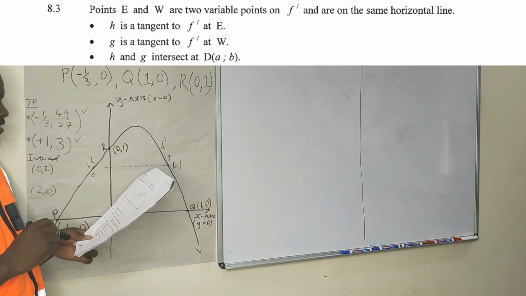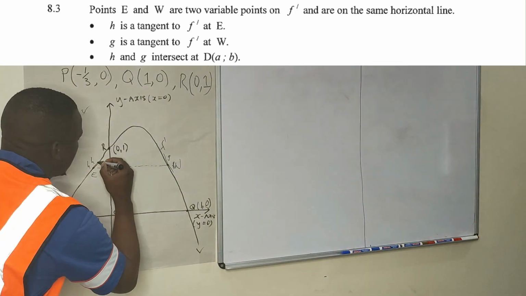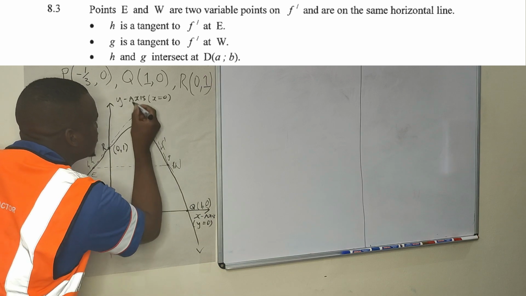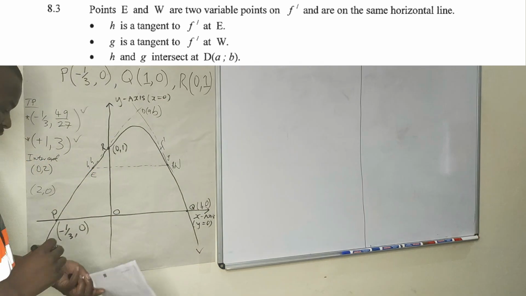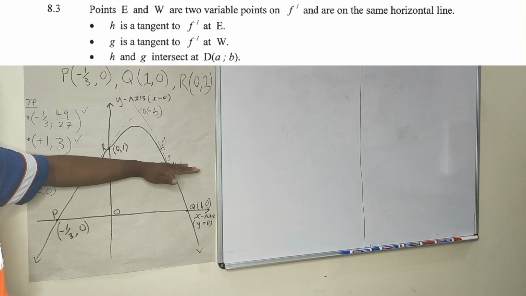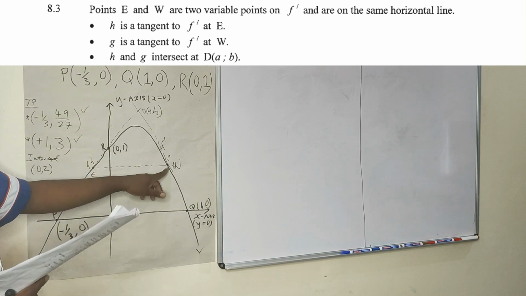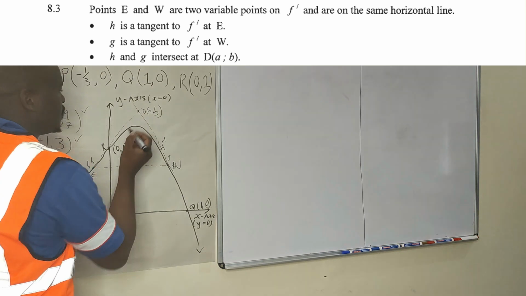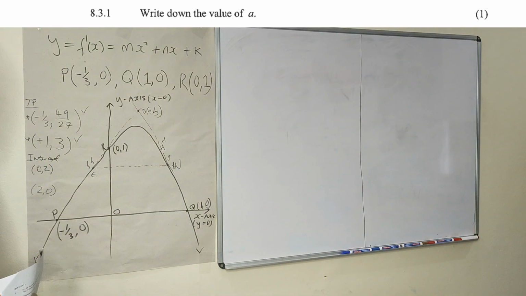The tangents intersect at D, (a, b). So which means this line continues and this line continues, and they intersect at some point D here, with the coordinates a and b. It means that you have 2 points that are on the same horizontal line, and each has its tangent, and those tangents meet at some point D above here. So write down the value of a. So they want you to find the value of a.